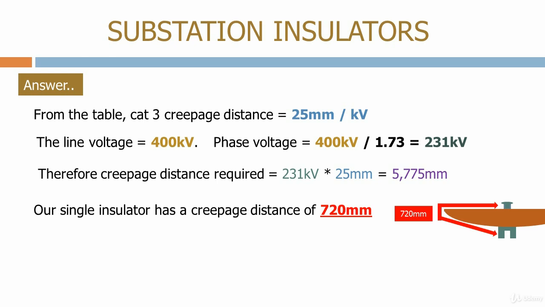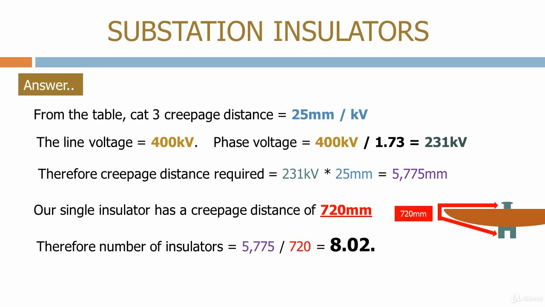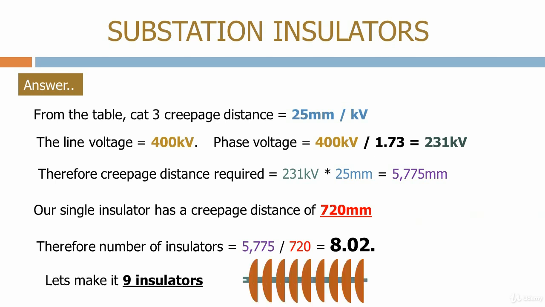Our single insulator has a creepage distance of 720 mm. Therefore, number of insulators equals 5,775 mm from above, divided by the single insulator creepage distance, equals 8.02, i.e. 8 insulators. Okay, we don't want to go below this level. Let's make it 9 insulators to give us a bit of insurance.